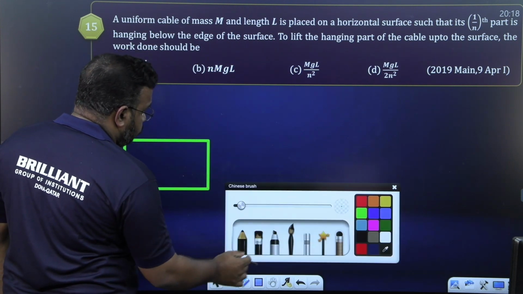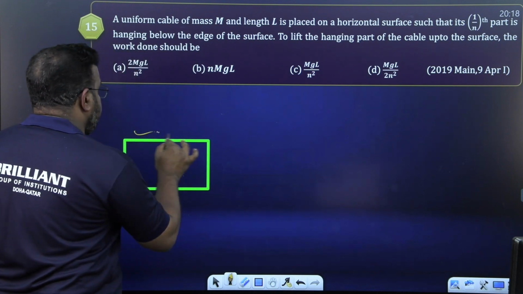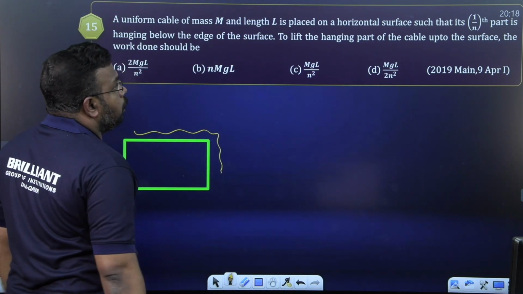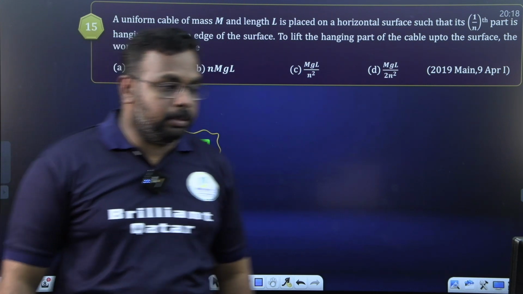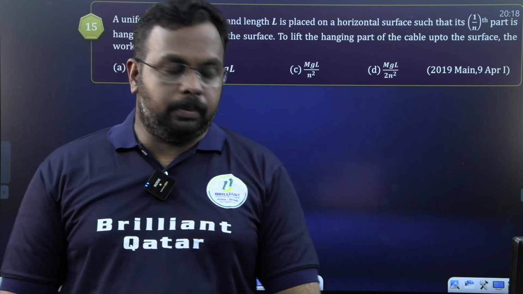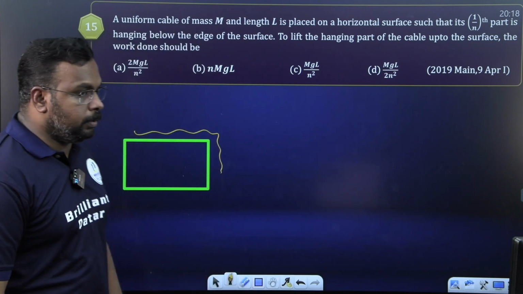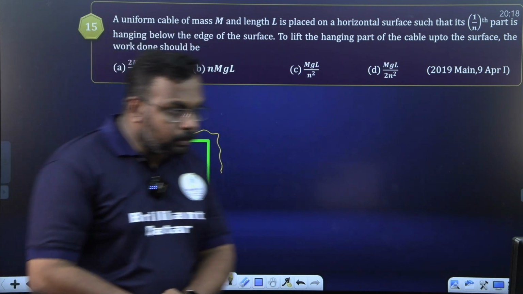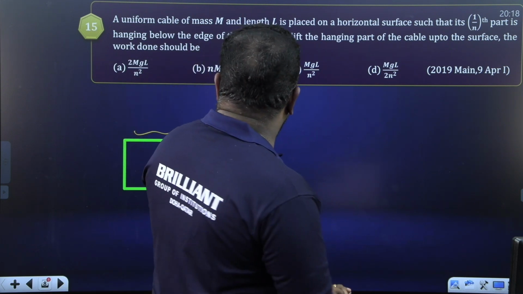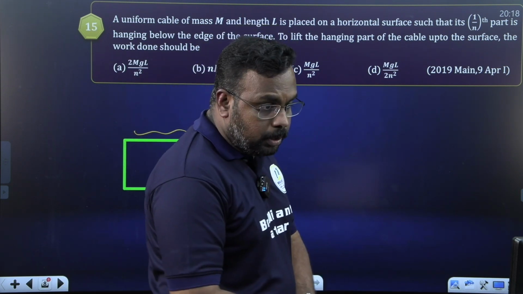There is a block and a chain is hanging on it. 1/nth part of it is hanging below the surface. So work done to lift it. Try. MGL by, okay, Aditya, let me check.